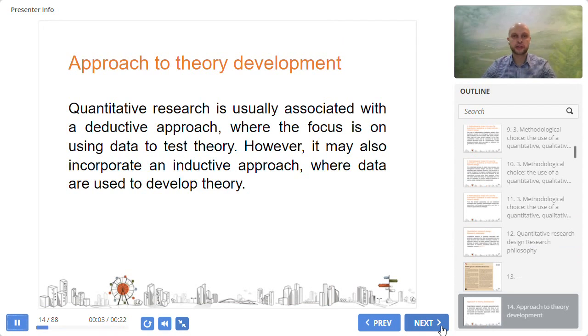Approach to theory development. Quantitative research is usually associated with a deductive approach, where the focus is on using data to test the theory. However, it may also incorporate an inductive approach, where data are used to develop the theory.